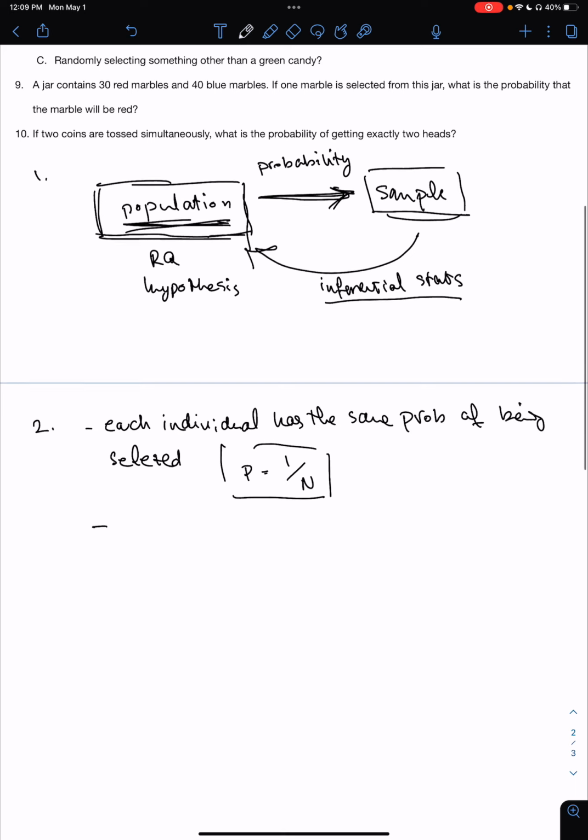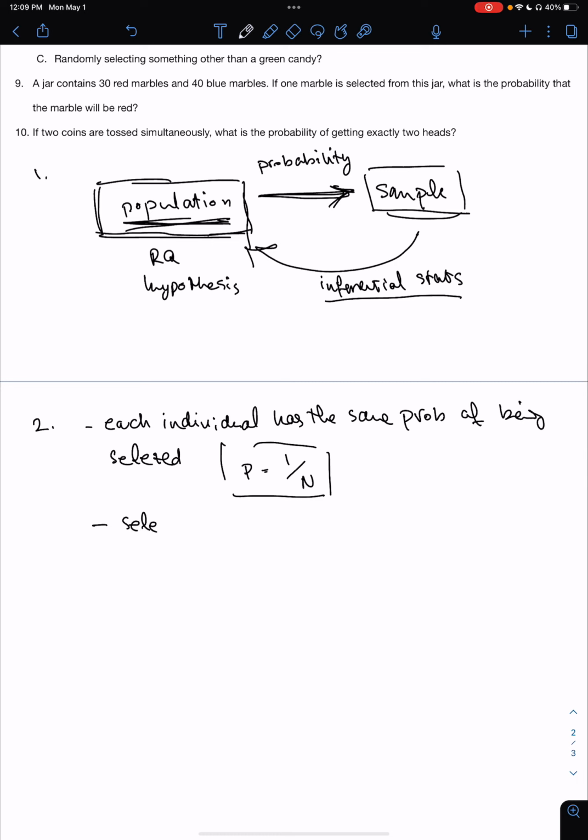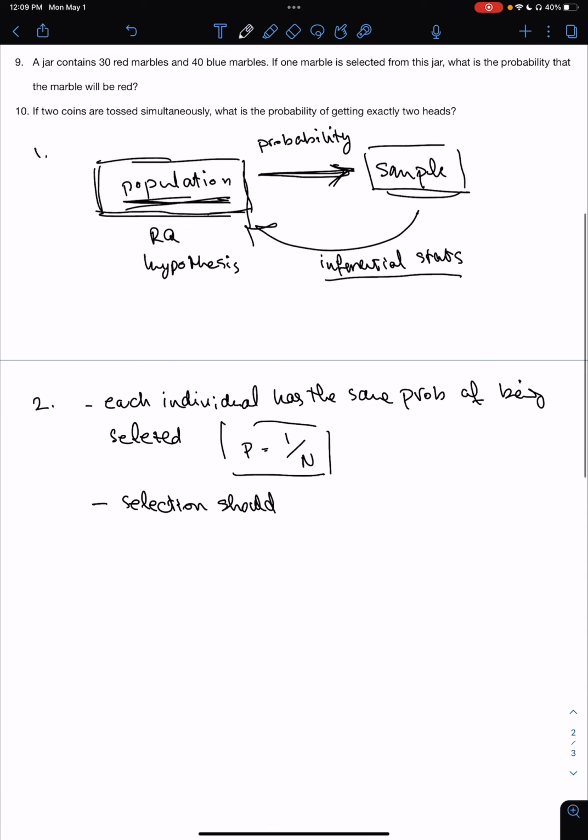And the next one is that the selection should be with replacement. This is to make sure that we have constant probability for each and every selection.